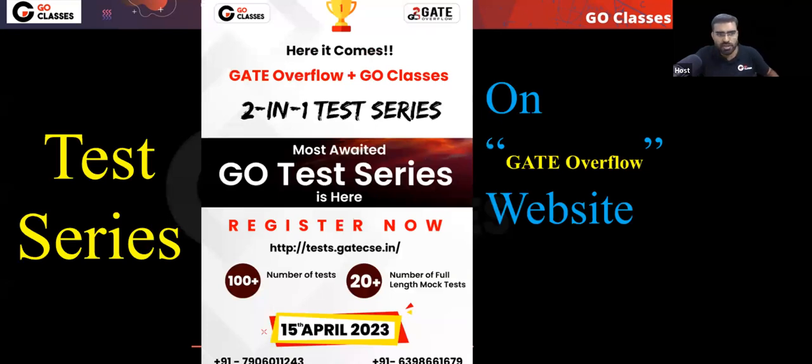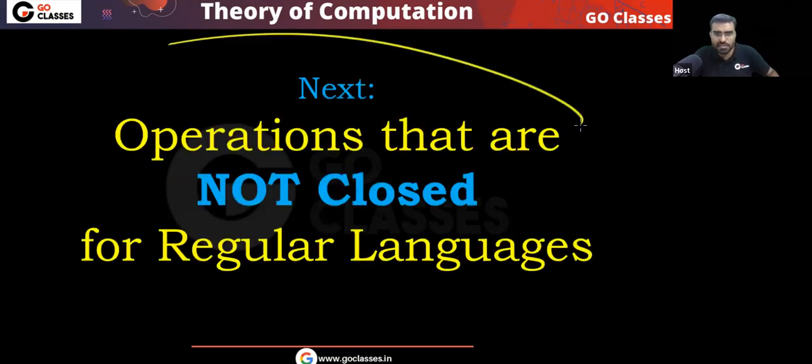This is your closure properties: closure properties of context-free languages, regular languages, non-regular languages, and DCFLs. We have seen everything. Only one topic is remaining.